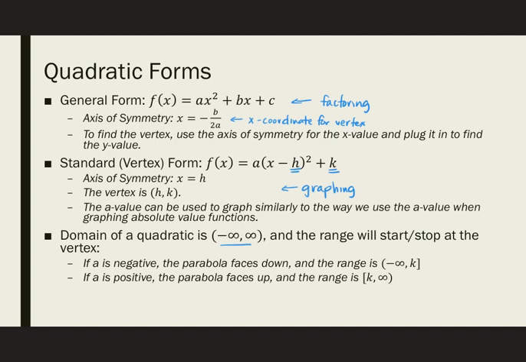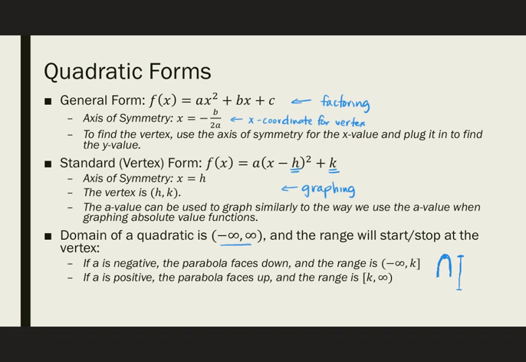Okay. Now, the range depends on whether or not you have a maximum or a minimum. If you have a negative a value, remember this parabola is going to face down, and so your range is going to go from negative infinity, that's the smallest number on this graph, up to that vertex. Specifically the y value, because remember, domain deals with the x values, range deals with the y values. So when we're looking for range, we want y values.